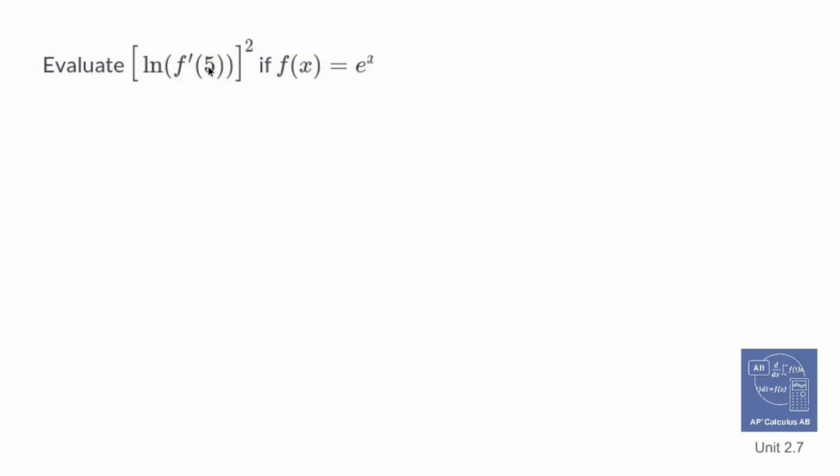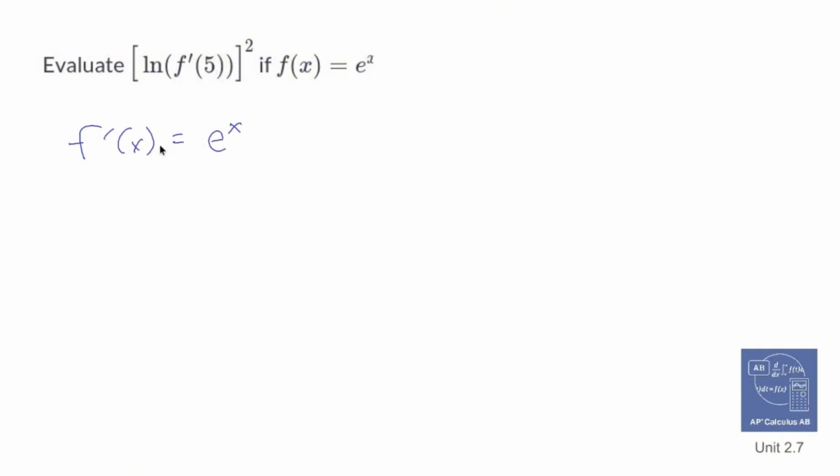Evaluate ln of f prime of 5, all of that squared, if f of x equals e to the x. So this is just a really gross problem. Not difficult, just really gross. Work within the innermost parentheses first, and that's f prime of 5. Before I even find out what f prime of 5 is, I need to find out what f prime of x is. Since f of x is e to the x, the derivative of e to the x is e to the x. So f prime of x is going to be e to the x.